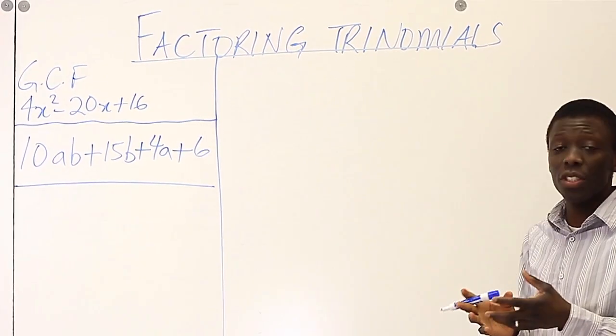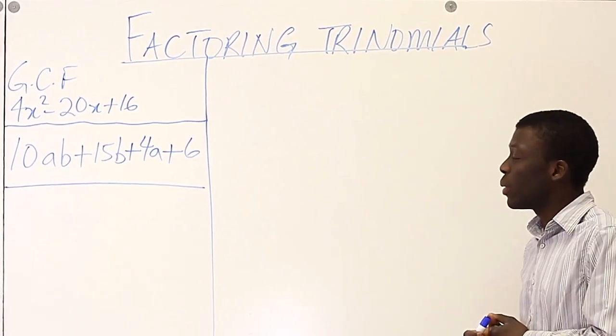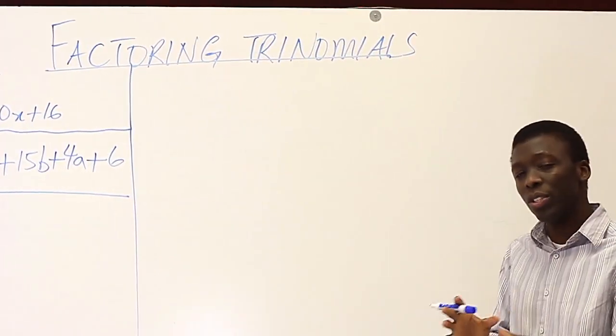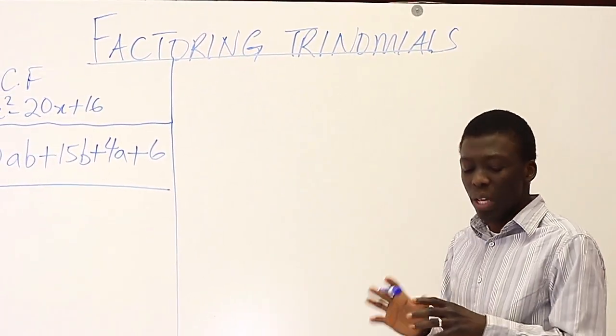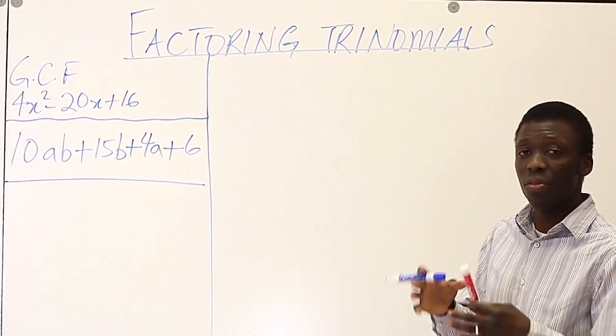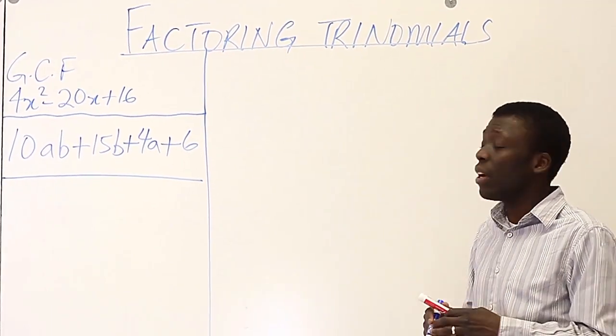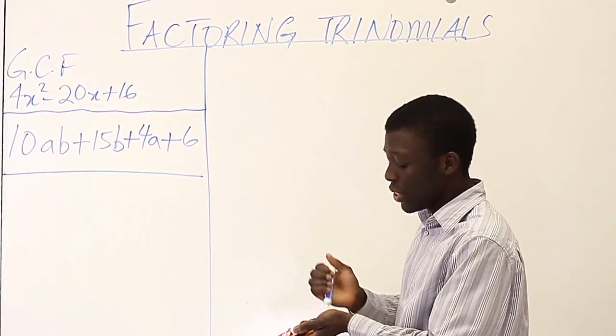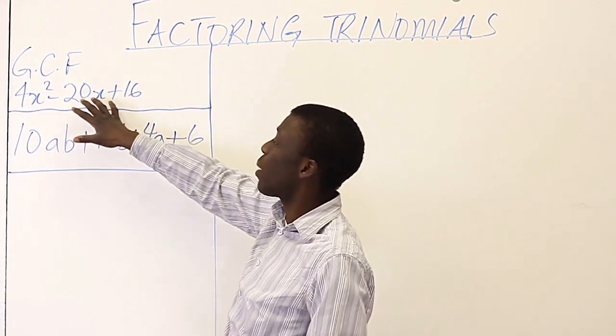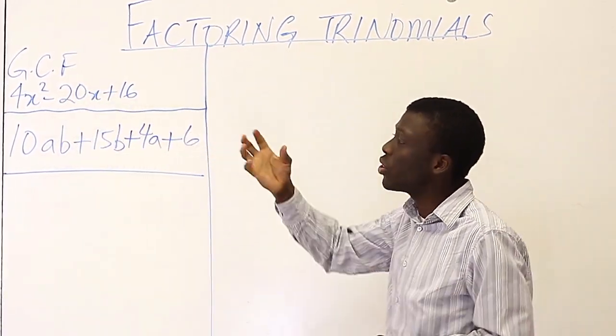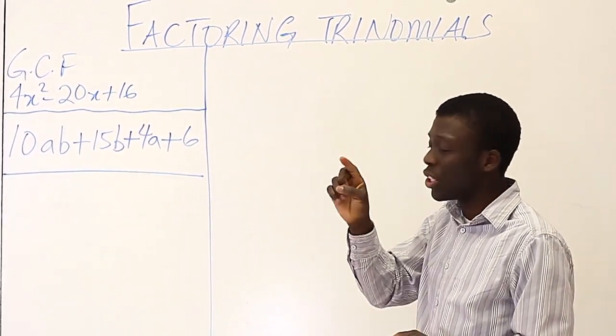So we're looking at factoring trinomials, and we'll be looking at the different situations that we can face. But first, I want to make sure that you understand how to find the GCF, or how to remove the GCF from a series of terms. So we have three terms in the first expression, and we want to remove the common term between each of those terms.